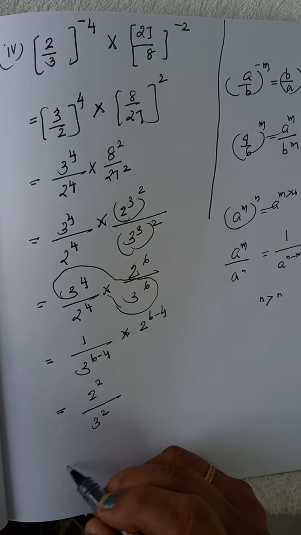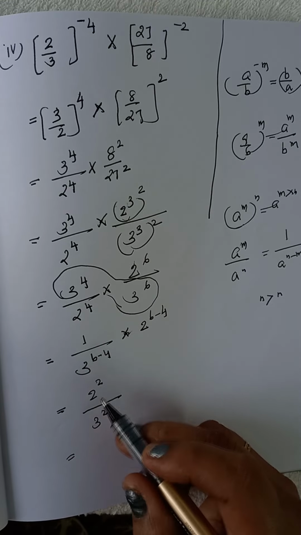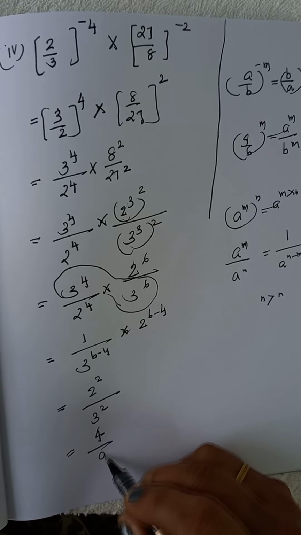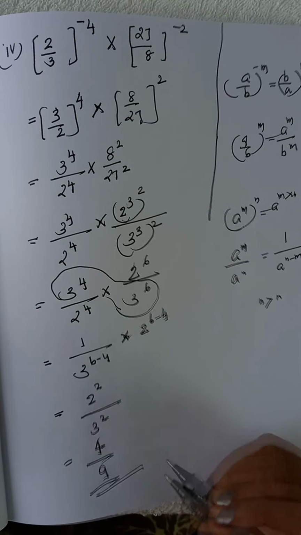That is equal to 2 raised to 2 means 4, 3 raised to 2 means 9. So 4 by 9. That is the answer.